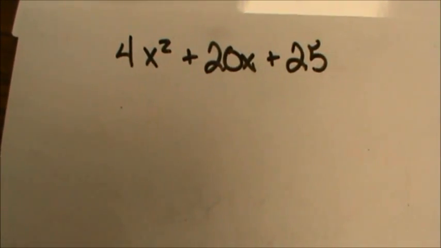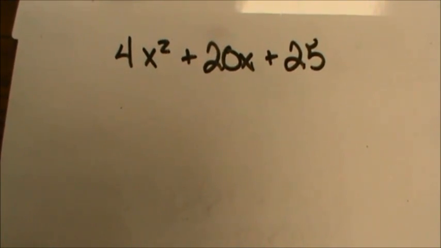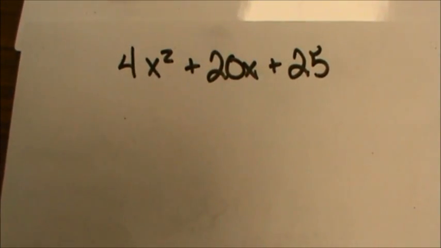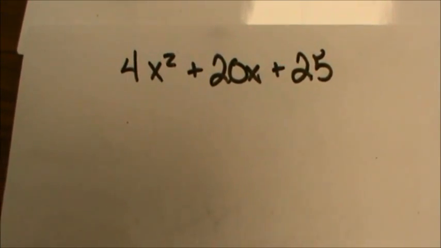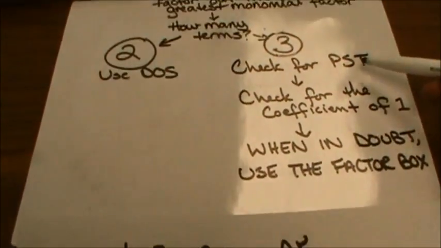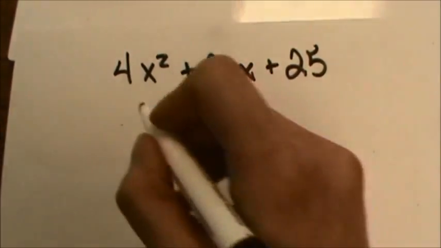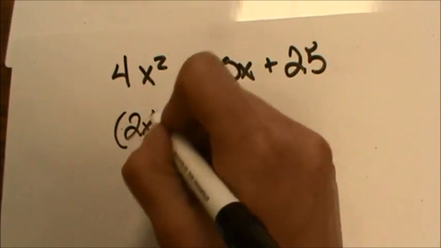Last one. How in the world can I factor this? Well, first check for the greatest monomial factor, which in this case there isn't one. So now I look for a perfect square trinomial. 3 terms, perfect square trinomial. Is this a perfect square? Well, this is 2x squared.